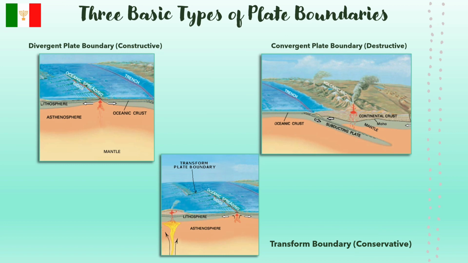So, mag-summary tayo ngayon na. Ano ulit ang three types ng plate boundaries? Ayan, meron tayong divergent plate boundary na kung saan ang movement ng plates ay moving apart from each other o palayo sa isa't isa.